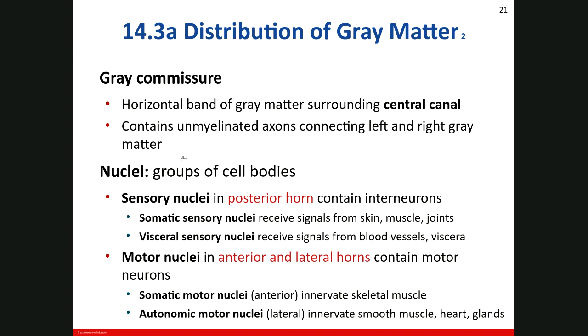The gray commissure is the horizontal band of gray matter surrounding the central canal. It contains unmyelinated axons connecting the left and right sides of gray matter. In the chapter on the nervous system, I talked about ganglia and nuclei for you. A ganglion is a group of cell bodies outside of our central nervous system, and nuclei are groups of cell bodies which are located in the CNS.